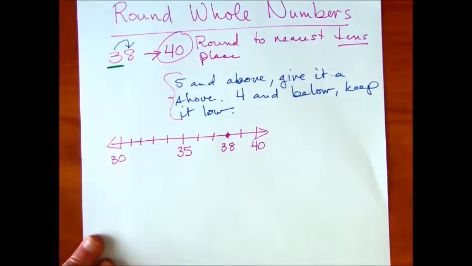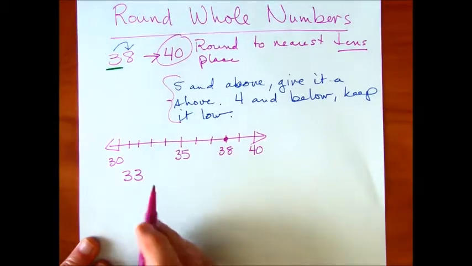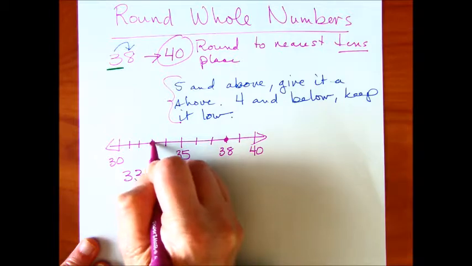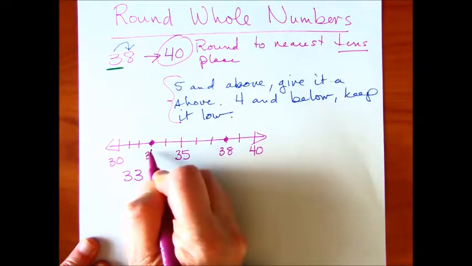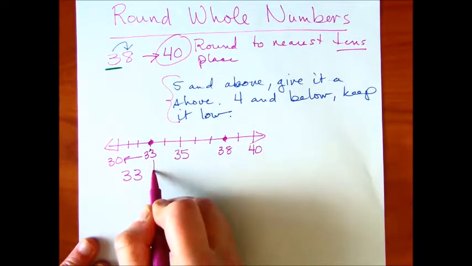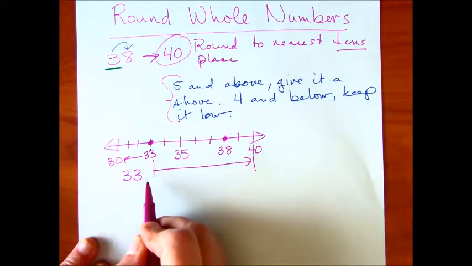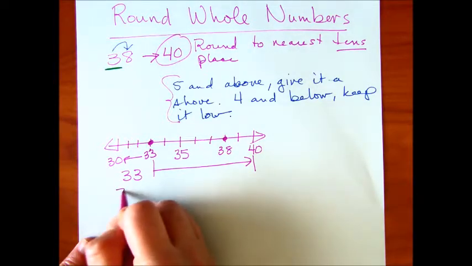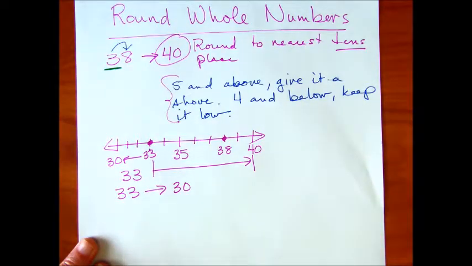Now, let's say our number was 33. You can see that 33 is less than 35. In fact, it's right here, right? And 33 is a lot closer to the 30 than it is to the 40. Okay, it's 3 spaces from 30 versus 7 spaces from 40. So 33 will be rounded to 30.